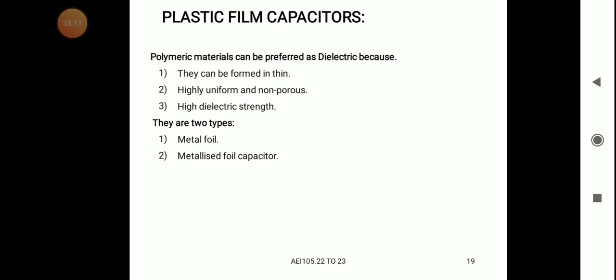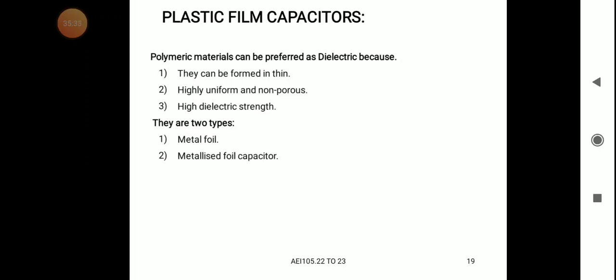So two types are there: plastic film metal foil capacitors, and metallized foil capacitors. Metal foil is one, and the other is metallized foil capacitors. These are the basic two classifications of the plastic film capacitor. The film is a polymer material. It has the capacity of being very thin, uniform and non-porous, with more dielectric strength. That's why we use plastic film capacitors.